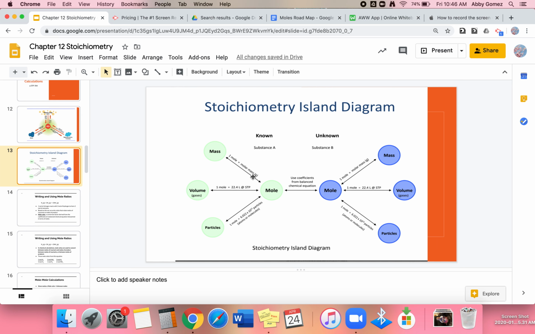But first, what we're going to focus on is just this middle part. How in the world do we go from moles of one substance to moles of another substance? You see it says here, use coefficients from balanced chemical equation. That's what we're going to check out now, is how do we do this middle part? Because that is what's new. We know how to do this first part. That was chapter 10. But now, how do we go from there to a new substance?